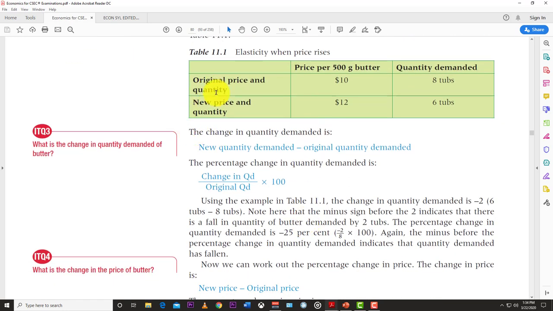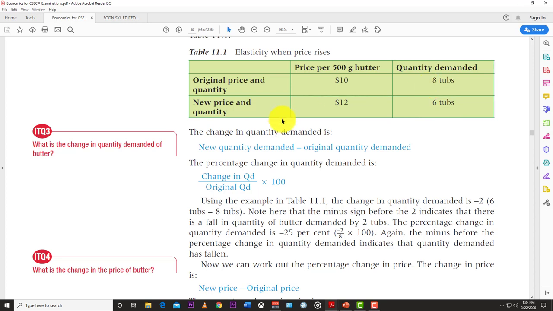So the original price and quantity was $10, 8 tubs. When it is $10, the market demands 8 tubs. When it is $12, the new price, the price has gone up, and the new quantity demanded is 6 tubs. So you do realize that it has fallen. It has fallen by what?